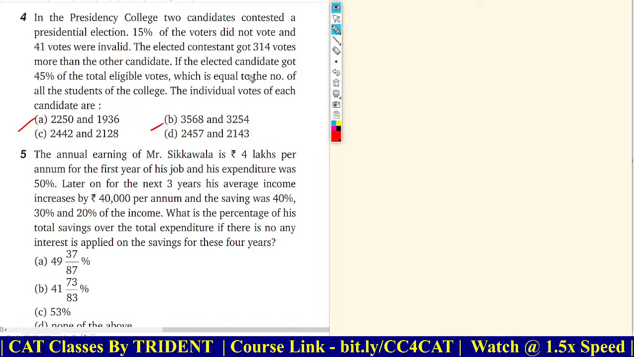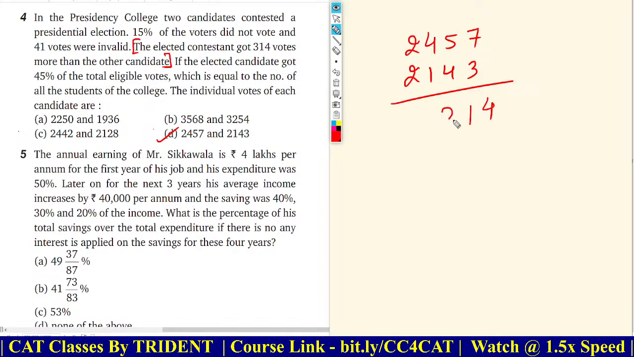And try and figure out the answer. The elected contestant got 314 votes more than the other candidate. Can you just tell me, by evaluating the options, which of the options has a difference of 314? So let's evaluate from the bottom. 2, 4, 5, 7 and 2, 1, 4, 3. I'm doing it the school bookish way. 314, 314. This has to be my answer. I don't need to go any further. This is my answer.